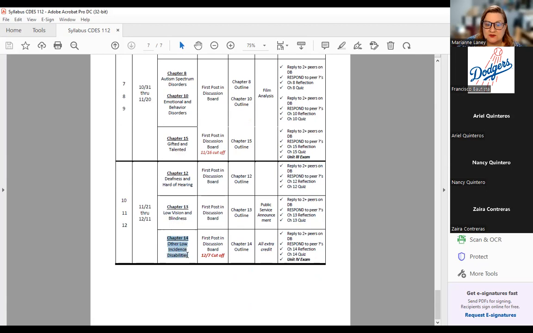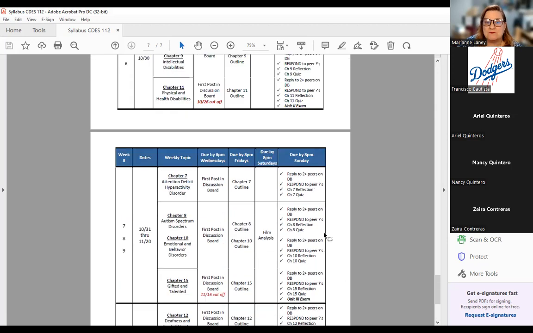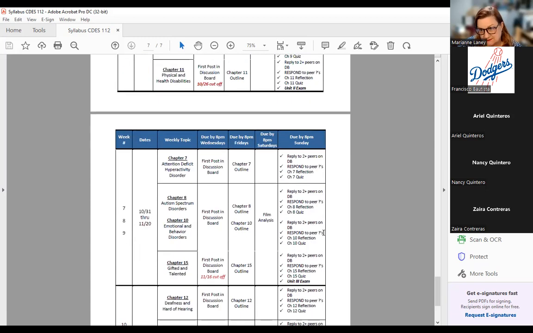Then over here, it's the other low incidence disabilities. That means kids who are deaf and blind or have other very, very rare disabilities. So I try to go from the most common to the most rare, right?